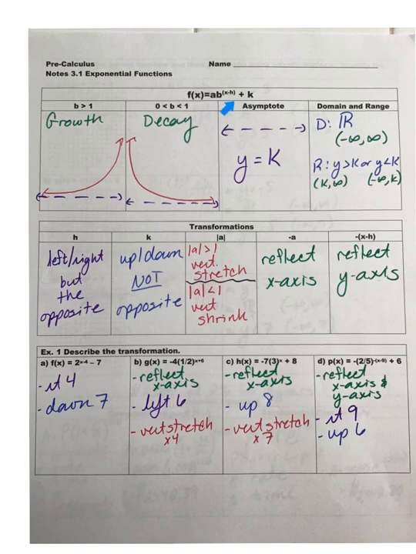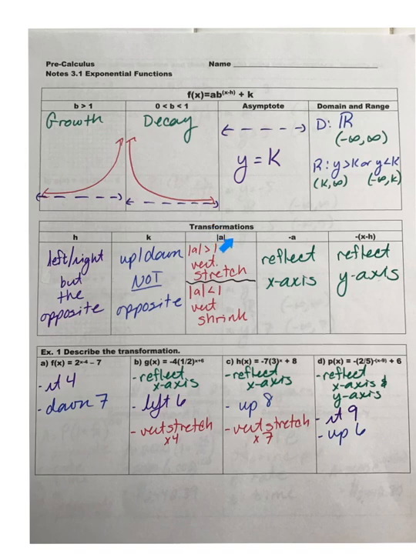So the h, which is attached to the exponent, well, that moves you left or right. But remember, it goes the opposite. x minus 3 would actually go to the right 3. x plus 7 would actually go to the left 7. Okay, so the k value, the one added to the end, that's going to move you up or down, but not the opposite. A plus 7 moves you up, a minus 7 moves you down.